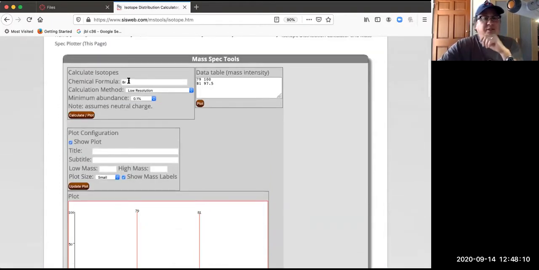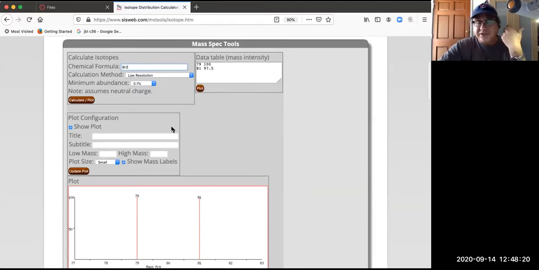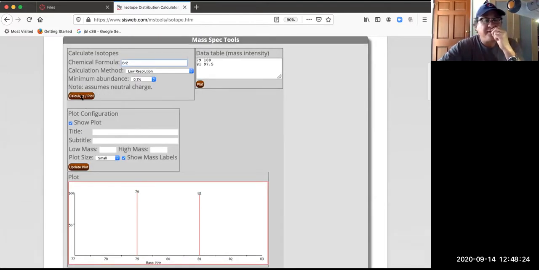So let's see what bromine 2 looks like. Now for this guy, there's no way to write a subscript. So you just write it next to the element. So we're about to test our hypothesis. Are you kind of excited? Yes. Let's go. Calculate plot.